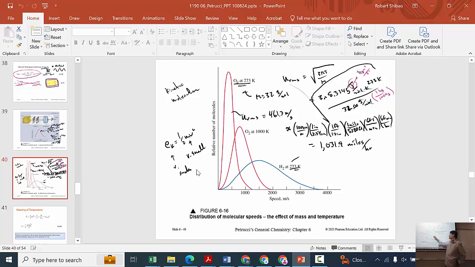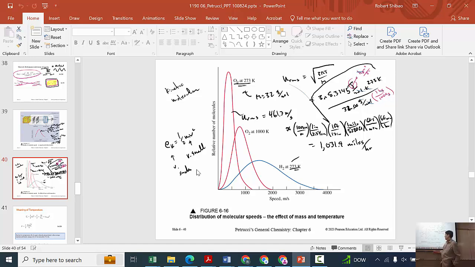Hydrogen is over 2,000 miles per hour, which is faster than the speed of sound. So it's up here. We can heat up oxygen. This is oxygen at 273. If we heat up oxygen, the distribution moves over. The total population stays the same, so that's why the curve shrank, because we're just spreading it out further up to higher and higher energies.